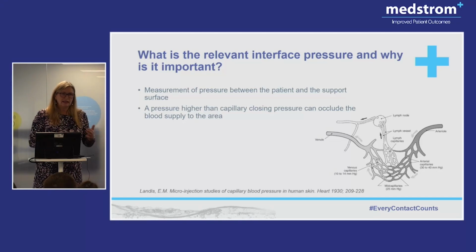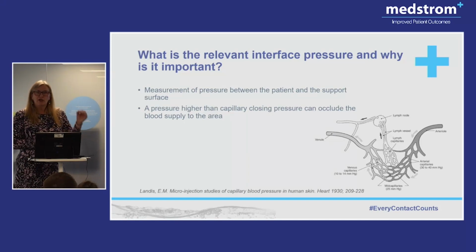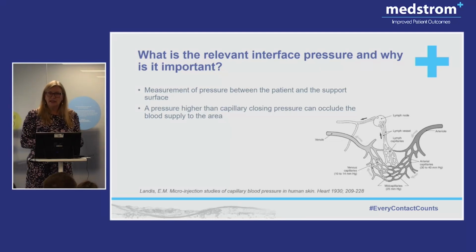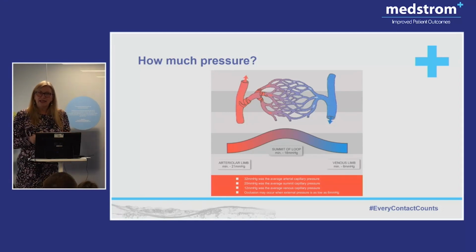It comes from early in the 1960s, and that's where the 32 millimetres of mercury comes from. So if you read anything about interface pressure, they will tell you we're trying to get the pressure less than 32. It's always got to be less than 32, because that's what the Landis study said. 32 millimetres of mercury is capillary closing pressure. But that's not quite the case, because it's the mean capillary closing pressure. And if you look in the arteries, you'll see it's different to in the veins and different to in the capillaries.